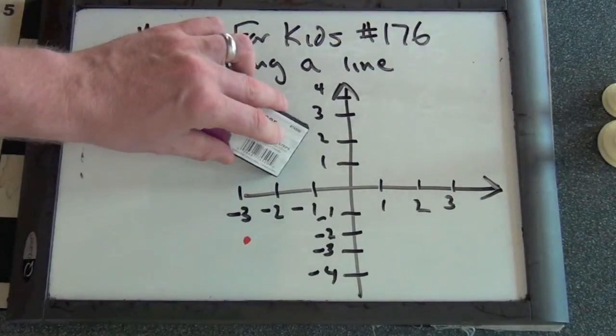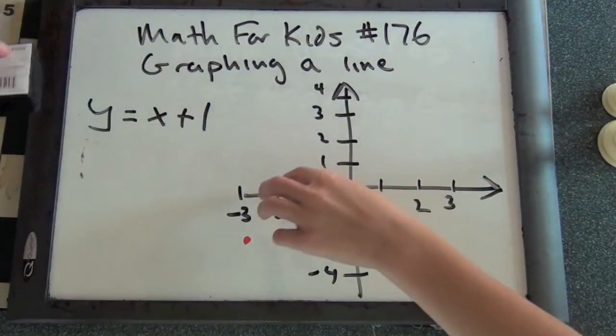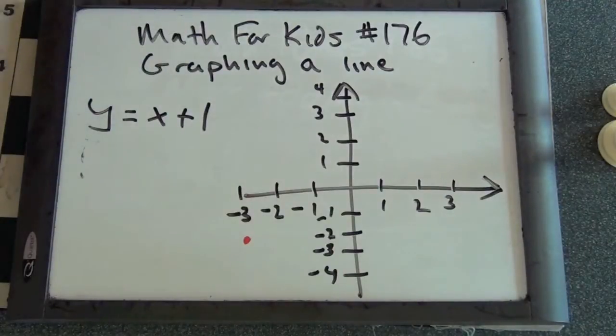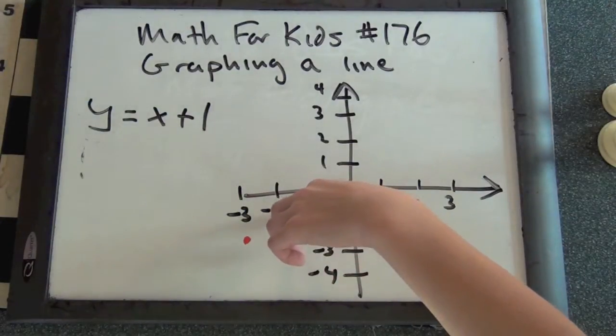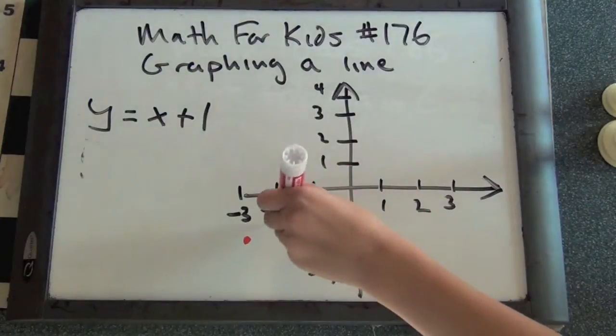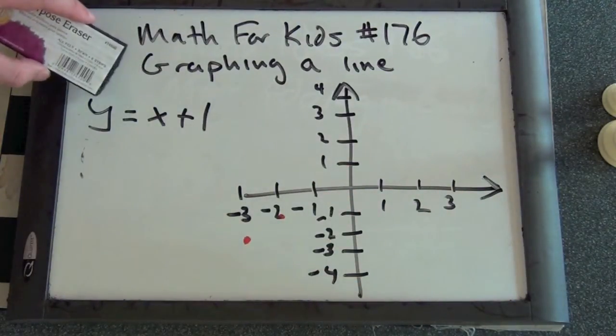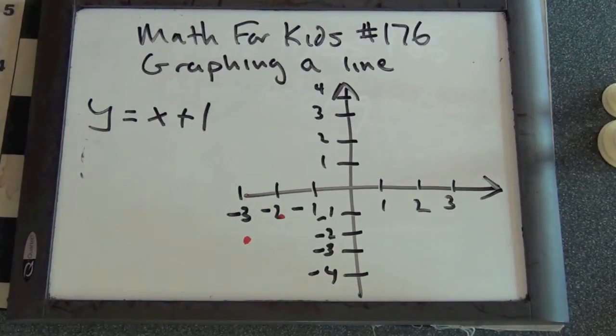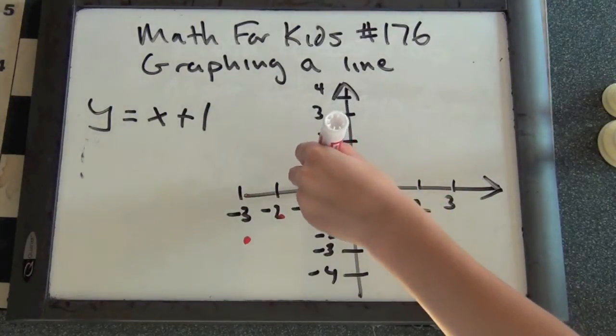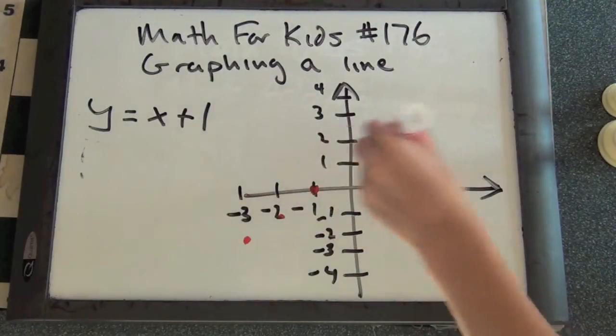X equals minus 2. With your finger, please show me, when x equals minus 2, what does y equal? When x is minus 2, y is minus 1. Okay, show me where the point x equals minus 2, y equals minus 1 is. Put a dot there. How about x equals minus 1? If x is minus 1, then y is 0. So it's right here, right on the x-axis.